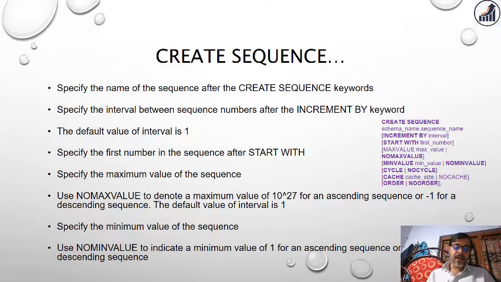Min value. Specify the min value of the sequence. The min value must be less than or equal to the first number and must be less than the max value. No min value indicates a minimum value of 1 for an ascending sequence or minus 10 to the power 26 for a descending sequence, and this is the default value.